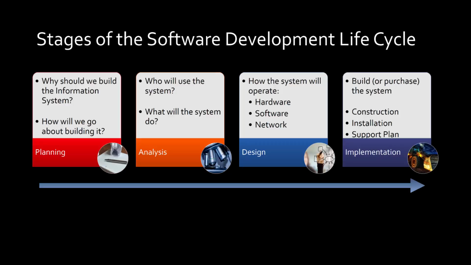Now we're going to have a look at the stages of the process, and there's four. So we start from planning and we move through analysis, design, and implementation. So the sort of thing that's dealt with in each of these individual stages, if we look at planning, planning is all about why we should build the information system.